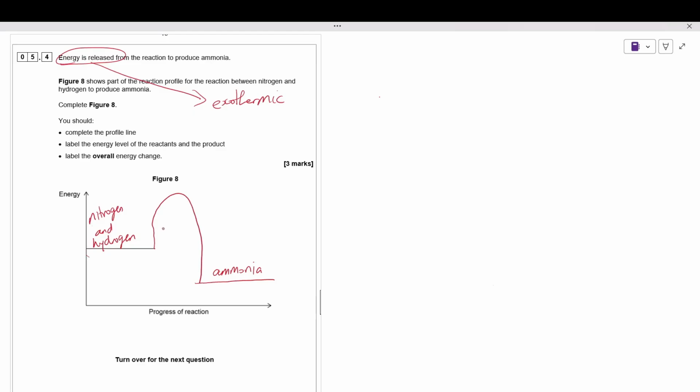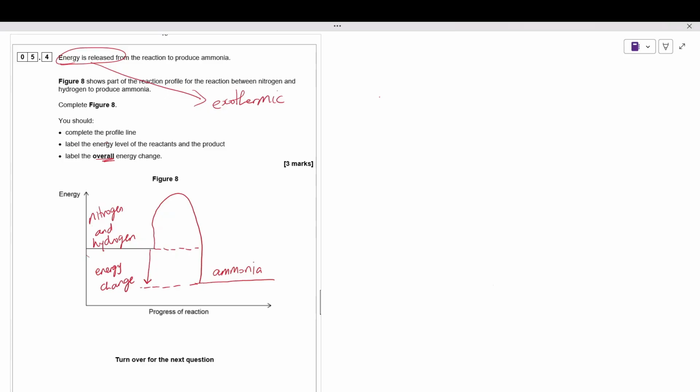Okay. Now it did not ask us for activation energy, so we're not going to focus on activation energy, but what we're going to focus on is the overall energy change. And for that energy change, we started with what our reactants have, and then we release some, and that change allowed us to end up down here. So my change is from my reactant to my product, and this would represent my energy change.